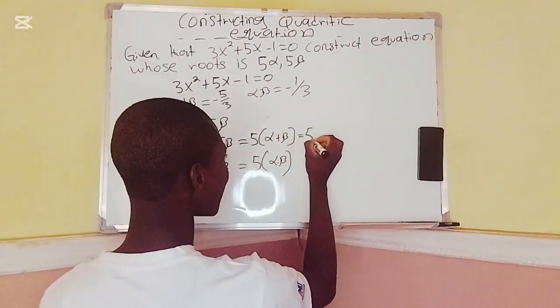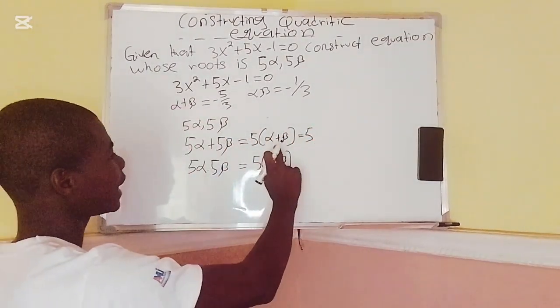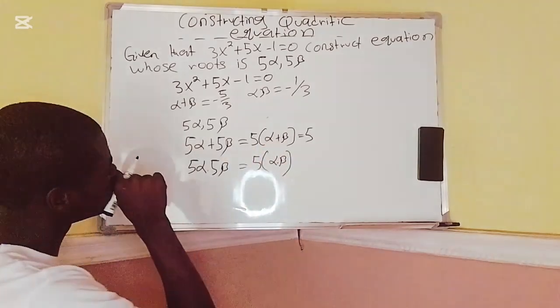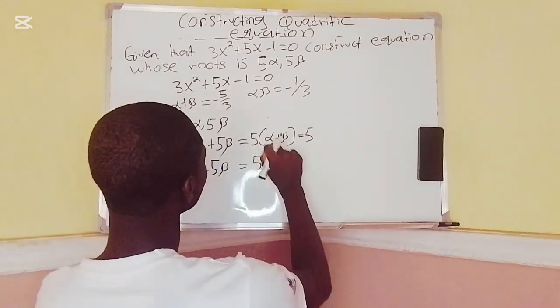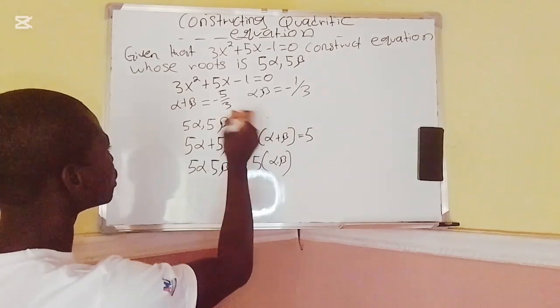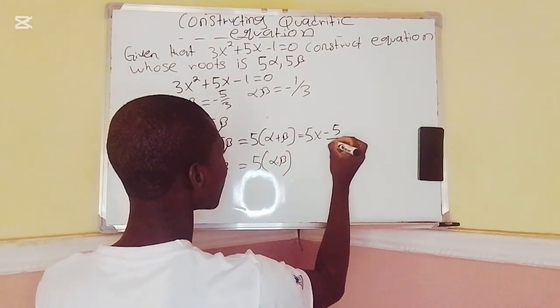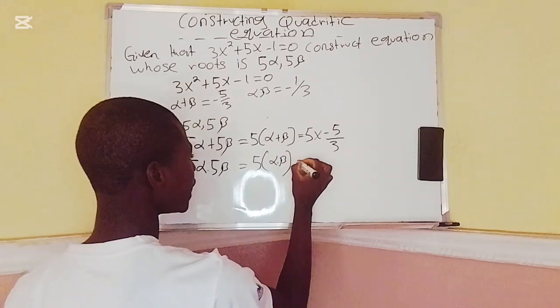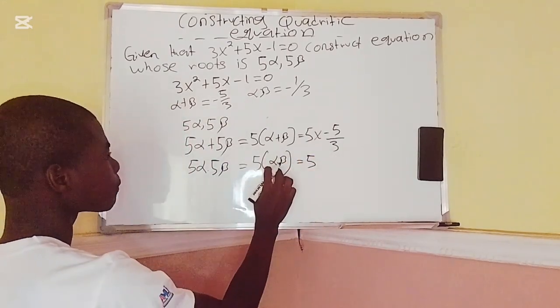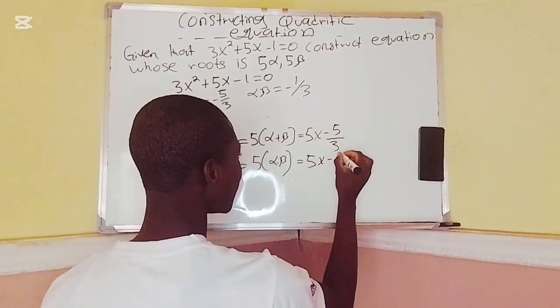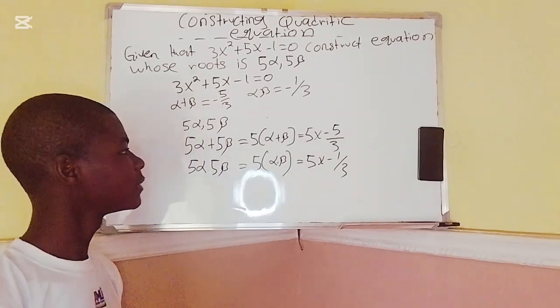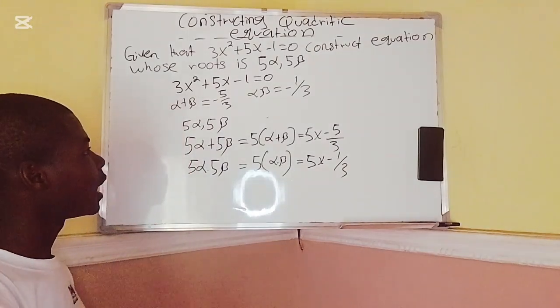So I have to say 5 multiplied by alpha plus beta, the sum of the roots. So the sum of the roots, it is what? Let me check. Yeah, it is multiplied by negative 5 over 3. And here it is also 5 multiplied by the product of the roots, which is multiplied by negative 1 over 3. Yes, I have it.